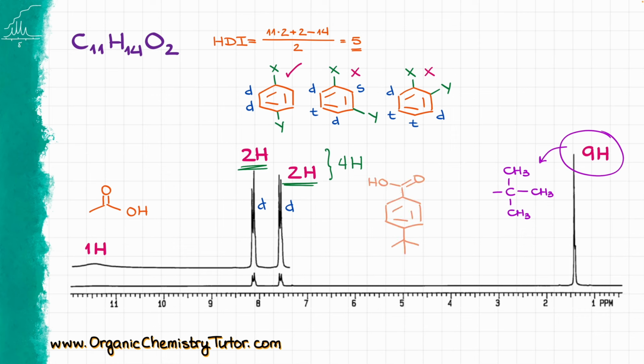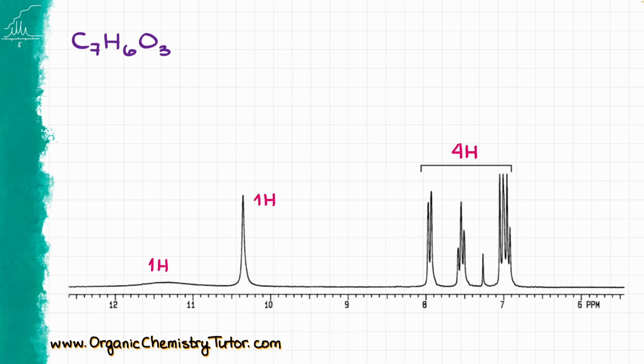And putting all of my pieces together, I have this para-tert-butyl benzoic acid as my molecule based on the spectroscopic data in front of us. The next molecule looks rather interesting again. I do not have any IR data, which means that I have to rely only on my molecular formula and the HNMR spectroscopic data that I have in front of me.